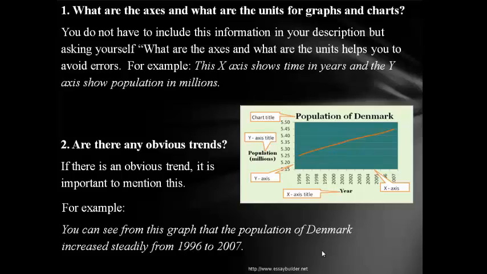Are there any obvious trends? If there is an obvious trend, it is important to mention this. For example, look at our graph, population of Denmark. You can see from this graph that the population of Denmark increased steadily from 1996 to 2007.